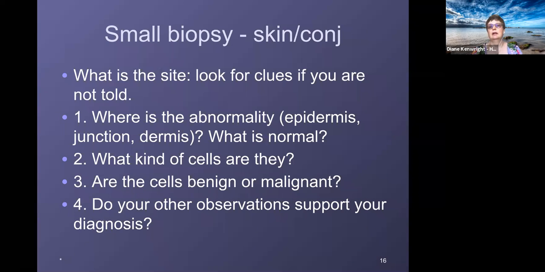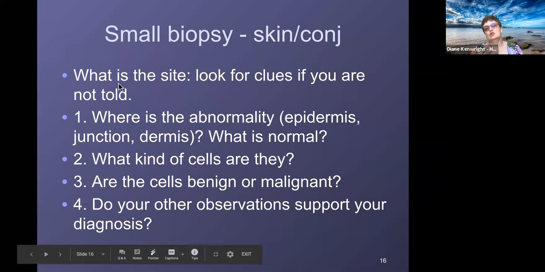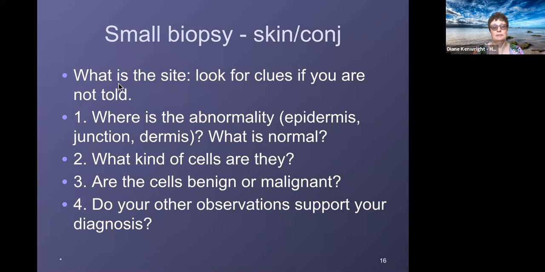Right. So the first thing you need to determine is what is the site. So look for clues if you're not told. It's important to be able to recognize the difference between skin and conjunctiva histologically. They are quite different, and I'm sure you've done the histo paper and can tell me lots about goblet cells in conj and skin adnexa in skin. If not, when we do this in week 3, then I'll run through that with you.